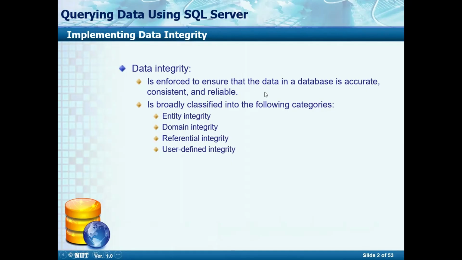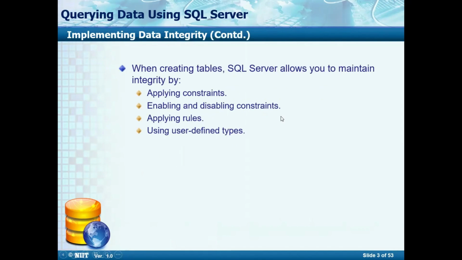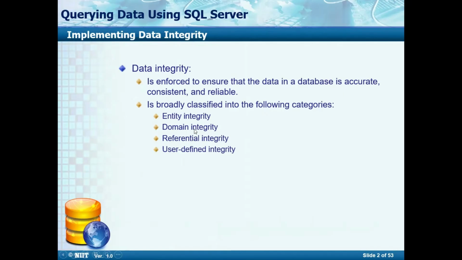There are different ways of enforcing data integrity, and that is why we have different classes of data integrity. We have entity integrity, domain integrity, referential integrity, and user-defined integrity. Now, the different types of integrity have to do with, as it's even explanatory.